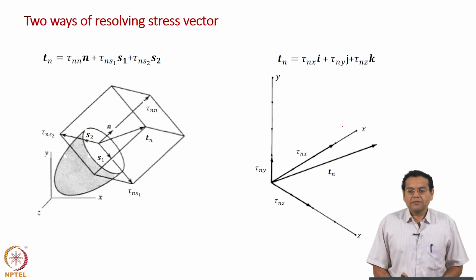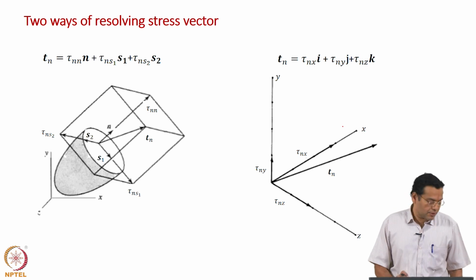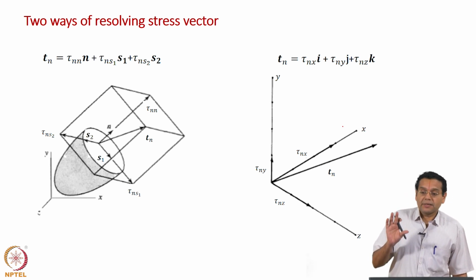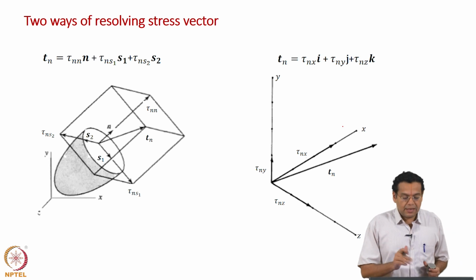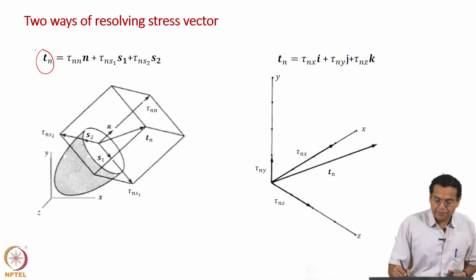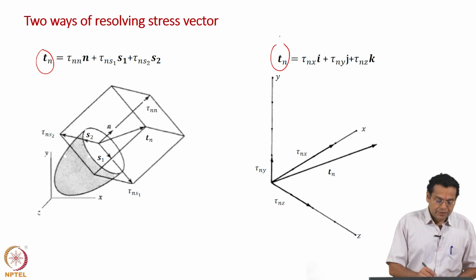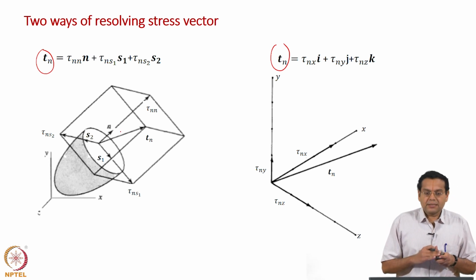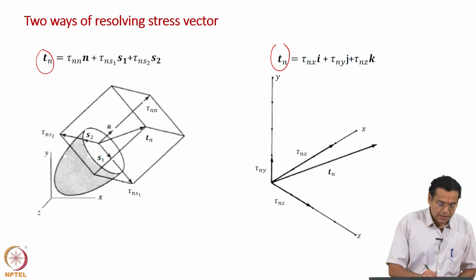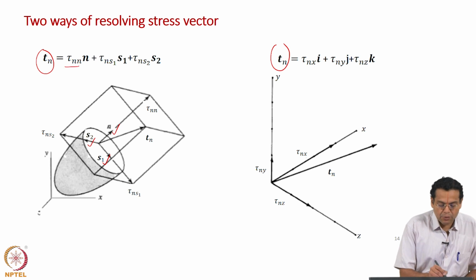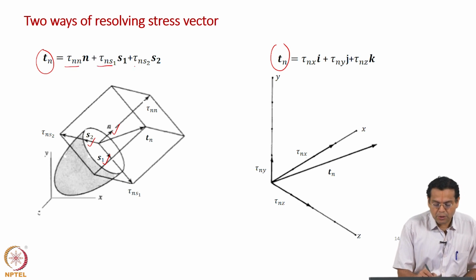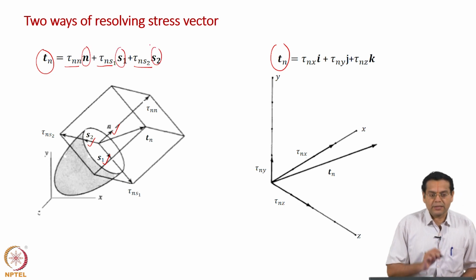What is that we have done? We have resolved the stress vector in two different ways, okay. That is what this slide is about. Stress vector is same, remember T n is same, the left hand side that is same, the way in which I resolved is only different. In the first case, we resolved along coordinate axis associated with the plane, we resolved along n, S1, S2, and hence represented as tau n n, tau n S1, tau n S2, and the unit vectors were n vector, S1 vector, S2 vector.